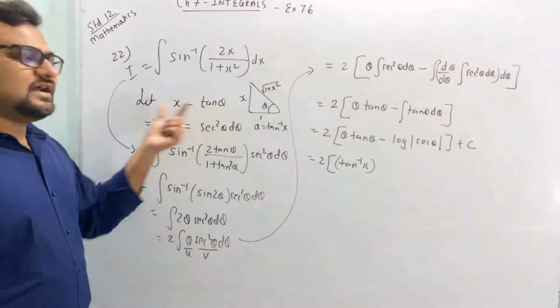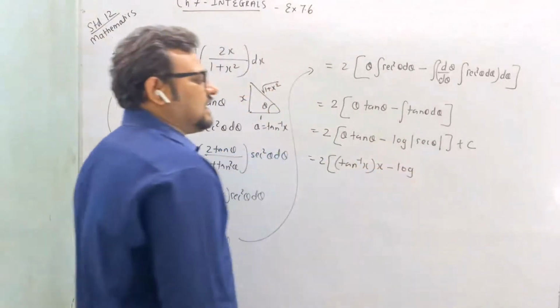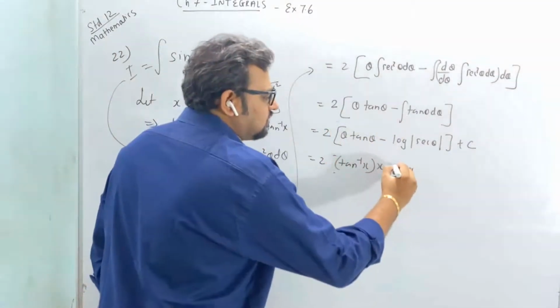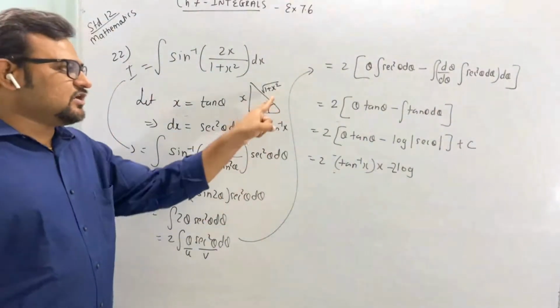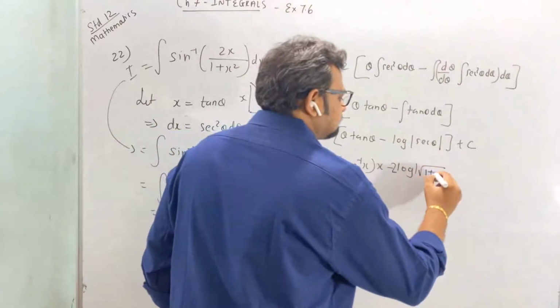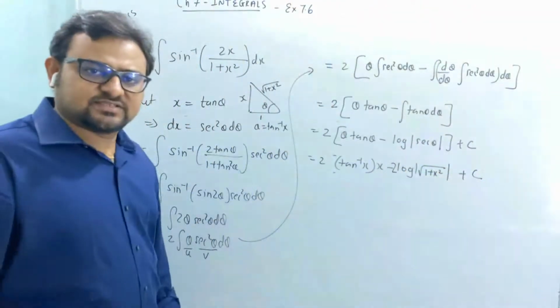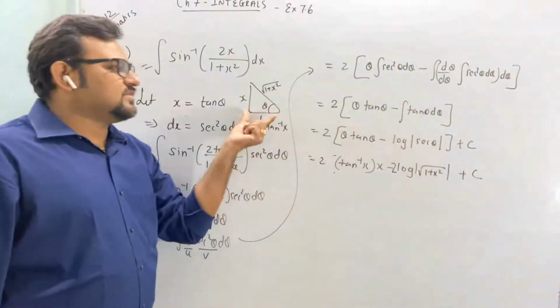What is tan theta? x. Minus, I will multiply these two. So also it will be 2 log. What is sec theta? Right? Sec theta is hypotenuse upon adjacent side. So root of 1 plus x square, plus c. Clear? So we can directly put the value of sec theta from this triangle.